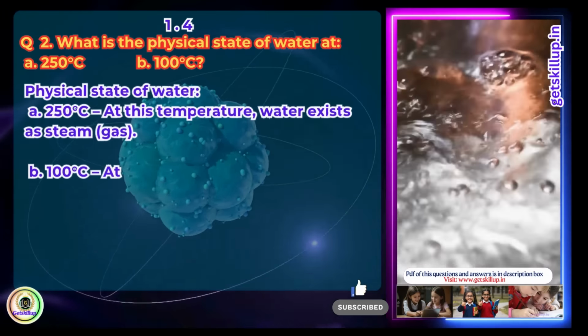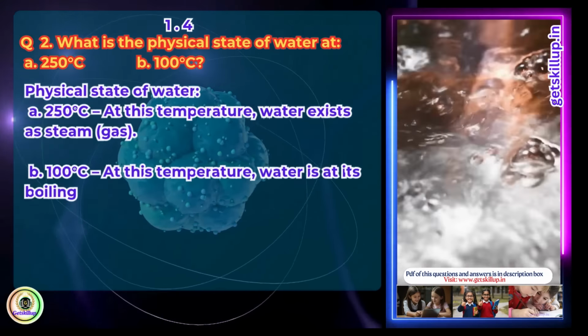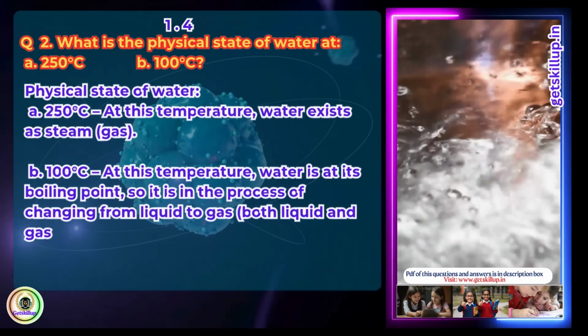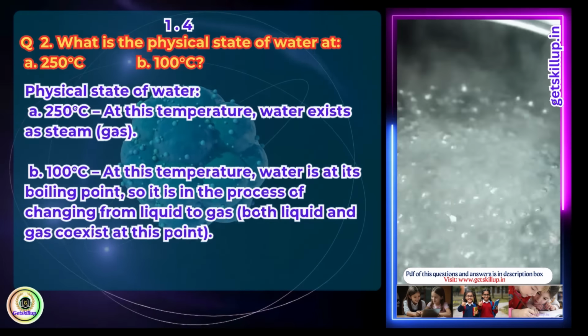100 degrees Celsius. At this temperature, water is at its boiling point, so it is in the process of changing from liquid to gas. Both liquid and gas coexist at this point.